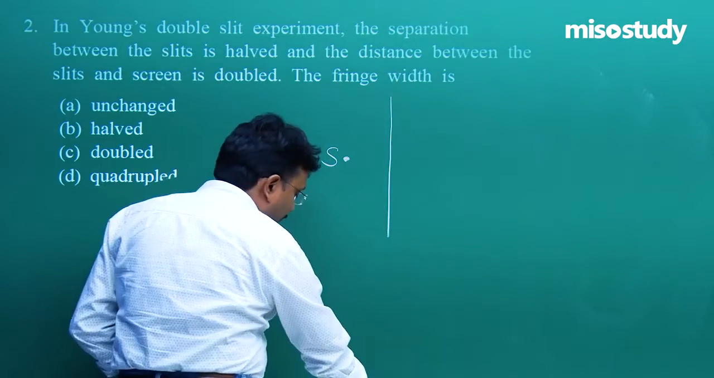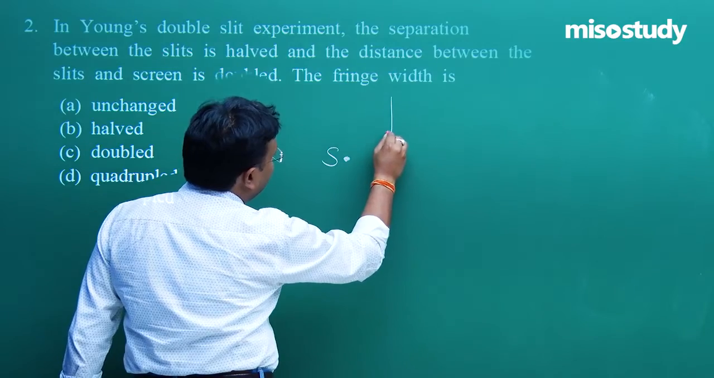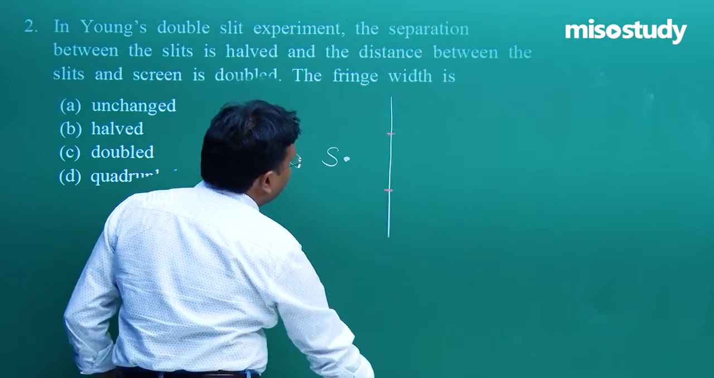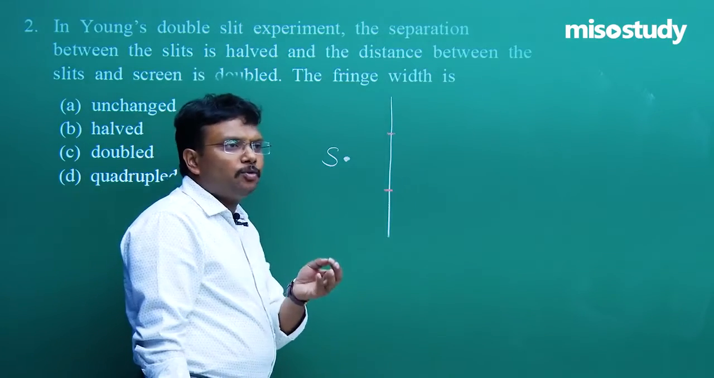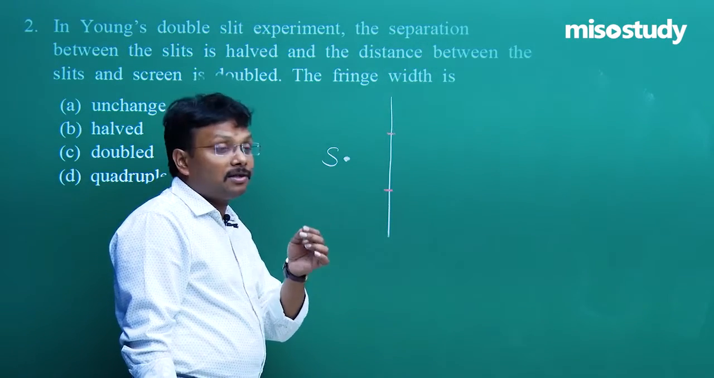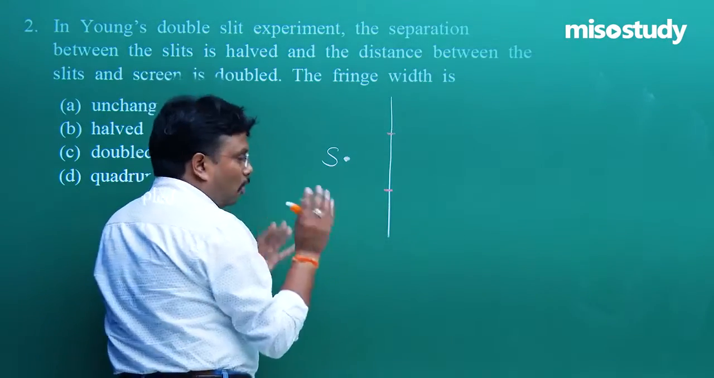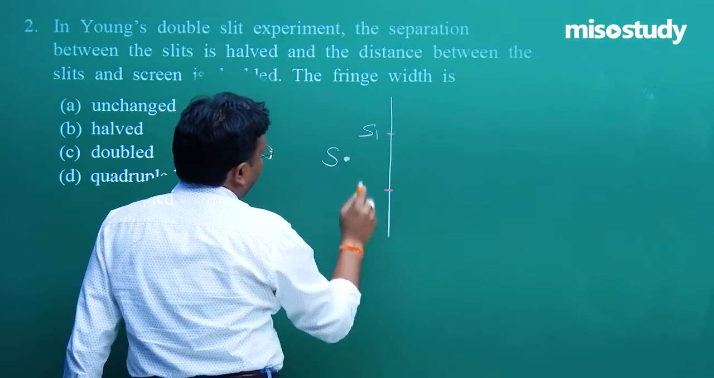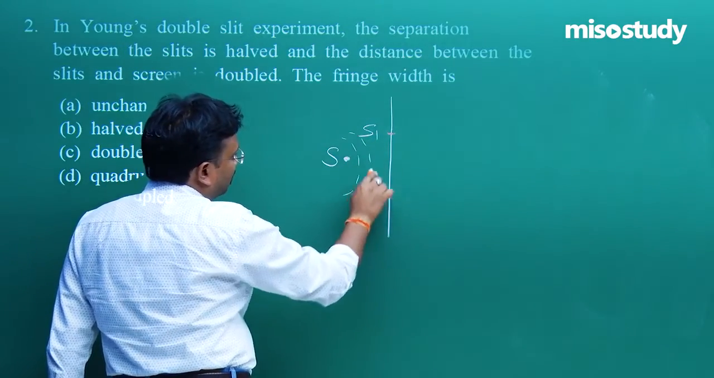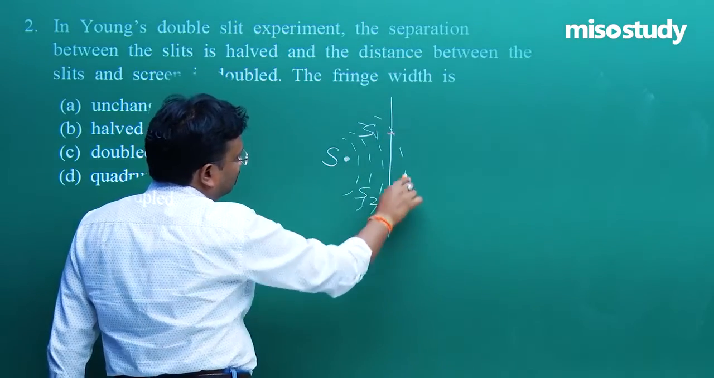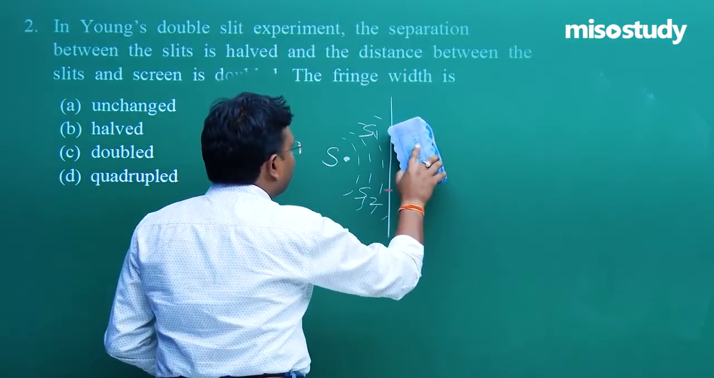After that, at equal distance, create two small slits, two small openings, and the size of the opening is going to be in the form of micrometer, millimeter, very small. Let's say this is S1, this is S2. So what will happen to the light waves?